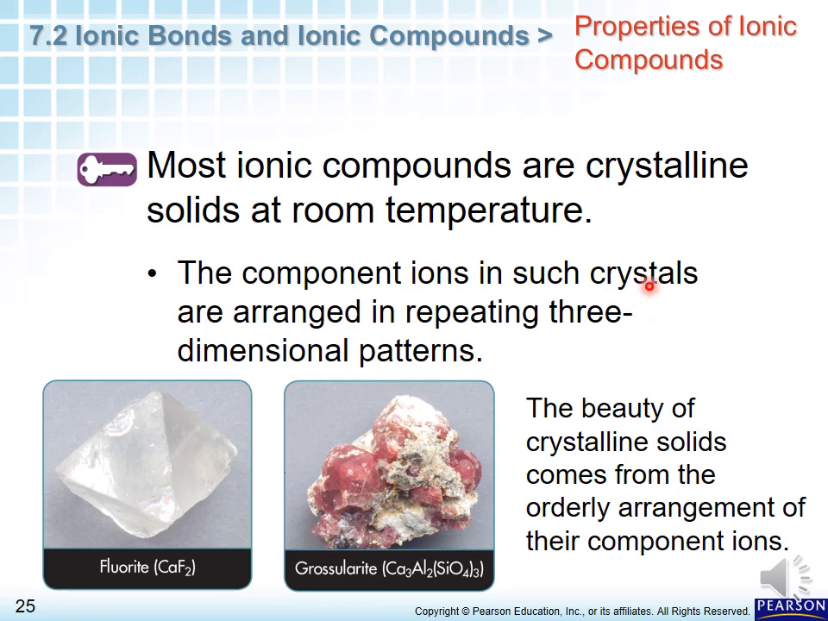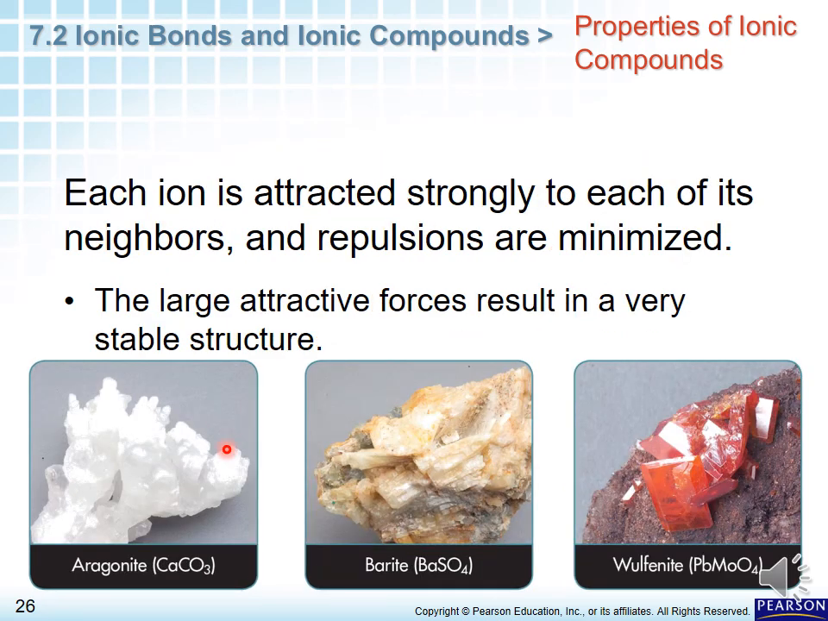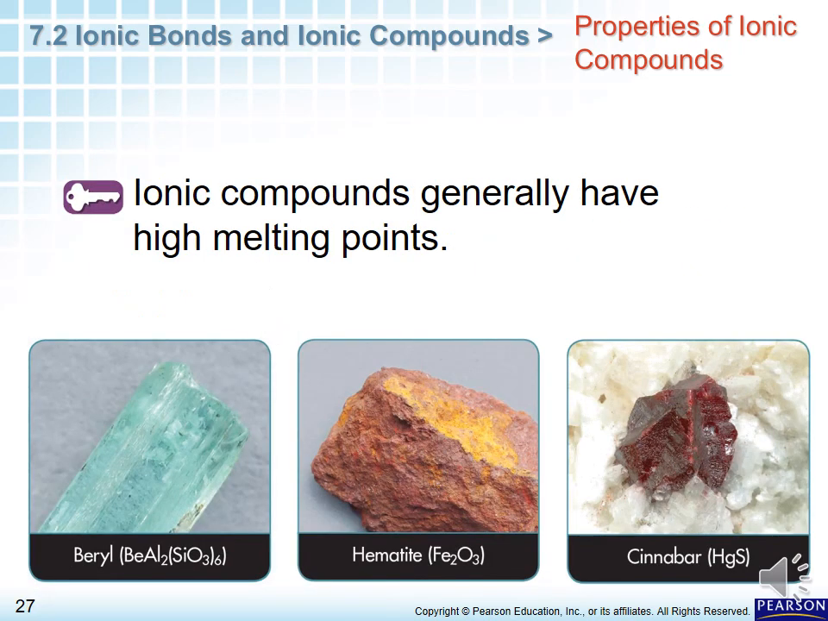Now what is a crystal basically? A crystal is a solid which has a geometrical shape. Geometrical shape means like a cube or triangle, making angles, with sharp edges. Each ion is attracted strongly to each of its neighbors and repulsion is minimized. The large attractive force results in a very stable structure. And you can see those crystal ionic compounds.